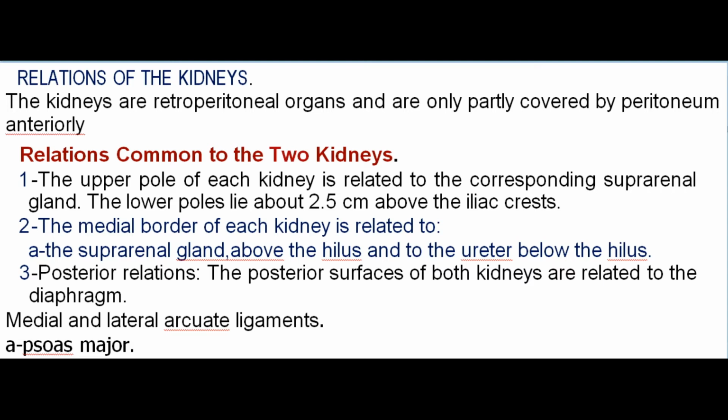The lower poles lie about 2.5 centimeters above the iliac crests. 2. The medial border of each kidney is related to the suprarenal gland above the hilus and to the ureter below the hilus.